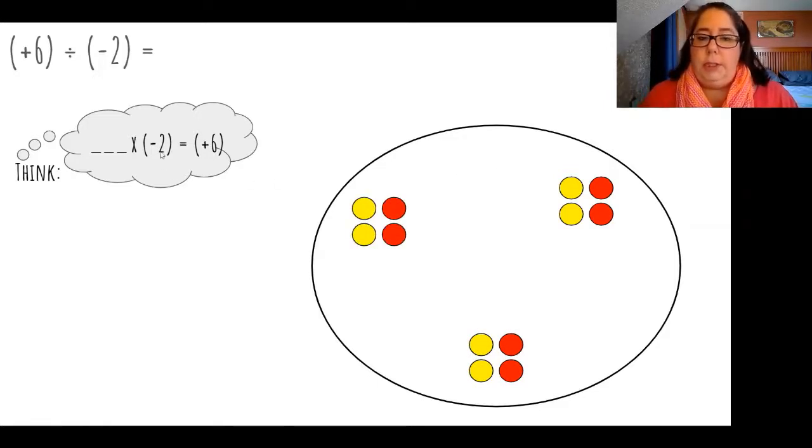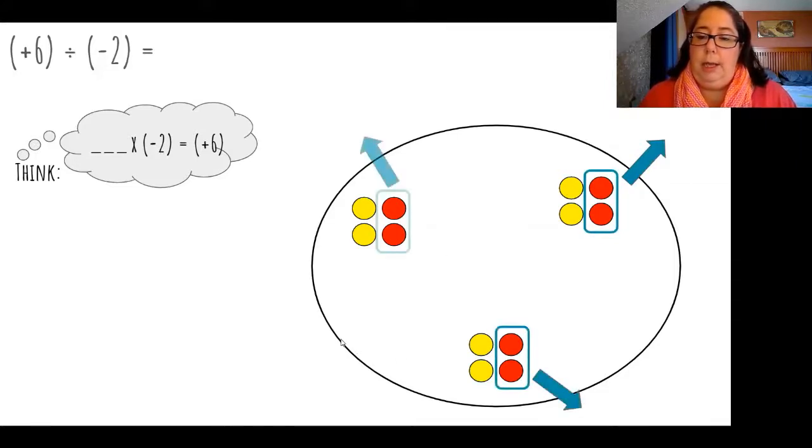And so this time we're going to take out the negatives so I have the positives left. Take a group of 2 negatives here, and there's our third group. So because I took out 3 groups, or withdrew 3 groups, our answer is negative 3.